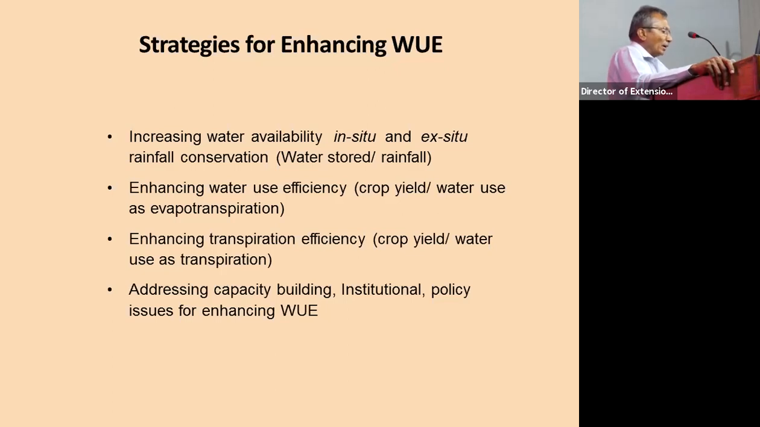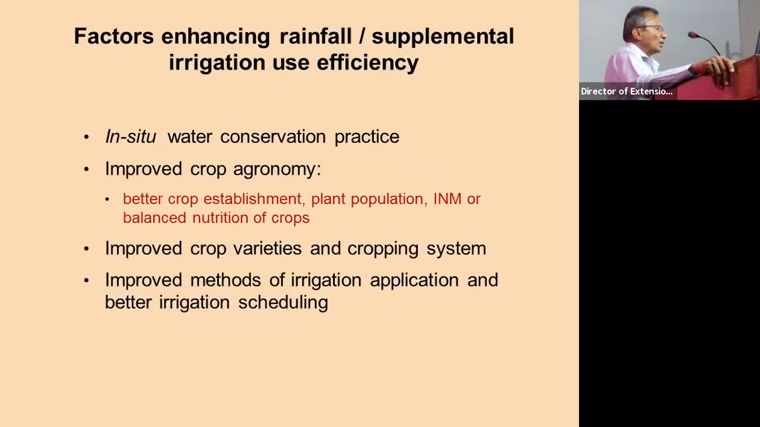Addressing capability building and institutional policy issues for enhancing water use efficiency, and creating infrastructure for improving water use efficiency. Factors enhancing rainfall and supplemental irrigation use efficiency are in-situ water conservation practices, and improved crop agronomy like better crop establishment, plant population, integrated nutrient management, or balanced nutrition of crops, which are more important. Though farmers are resource poor, policy makers should address these rainfed areas. More than 46% of the area in India is under rainfed or dry farming. So we have to concentrate more on dryland farmers.